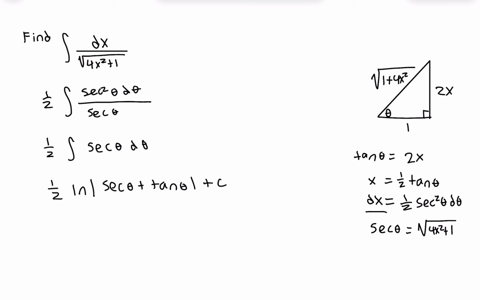So now we have these trigonometric functions, but we have to substitute in from the triangle. So this is going to be equal to 1/2 the natural log. And we see that we already have defined on the right secant of theta is equal to the square root of 4x squared plus 1. And then we have tangent of theta, which we already solved, is equal to 2x. And then don't forget the plus c. So that's the answer.